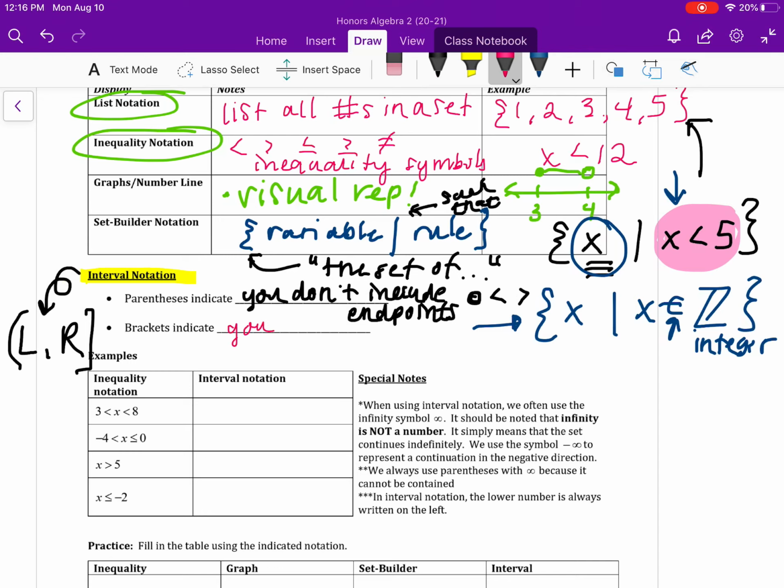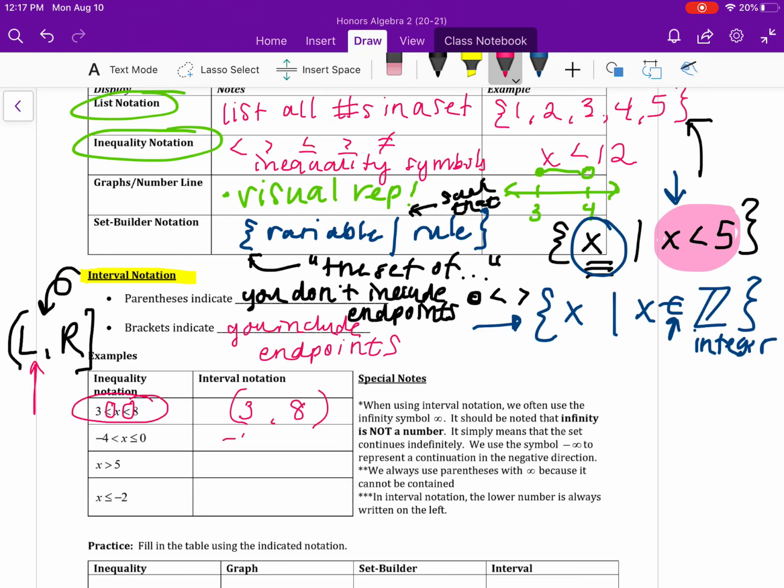Brackets indicate you include the endpoints. I know that it doesn't make a lot of sense yet, but it will in a second. For example, if I said the numbers between 3 and 8, this is inequality notation. If you want to do interval notation, what's the leftmost number? 3. What's the rightmost number? 8. Easy, right? And because we're not including the endpoints because they're not equal to, we'll use parentheses.